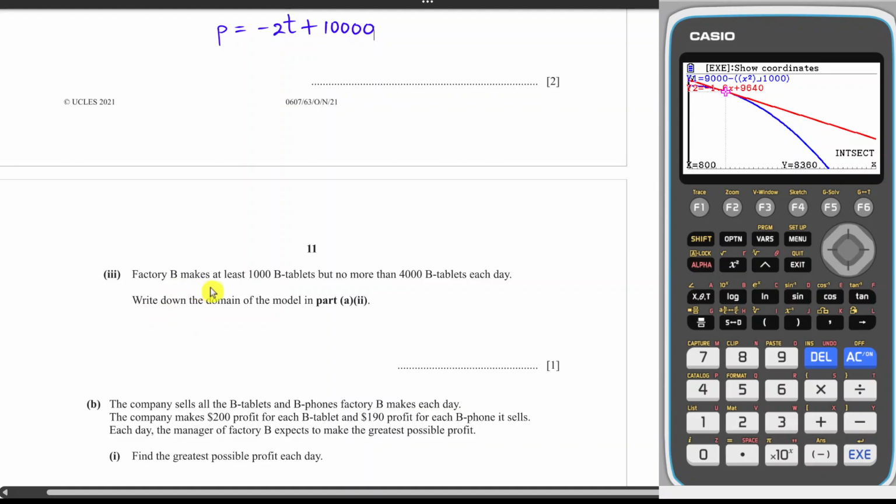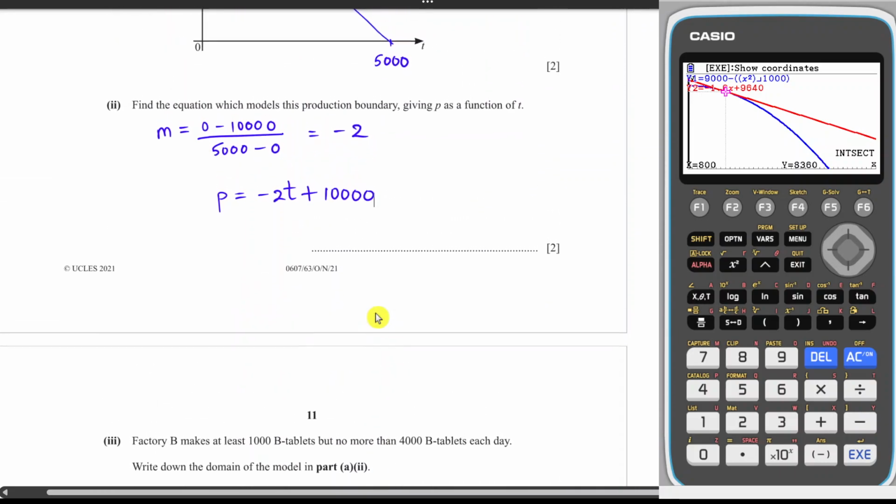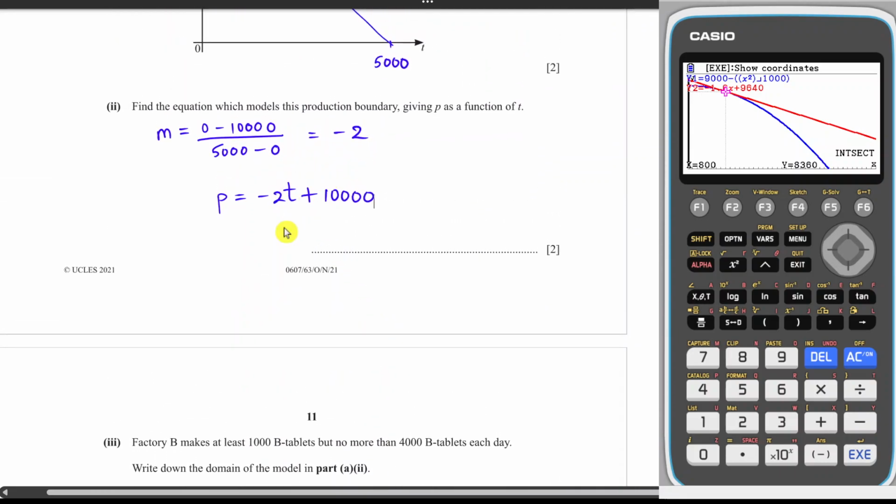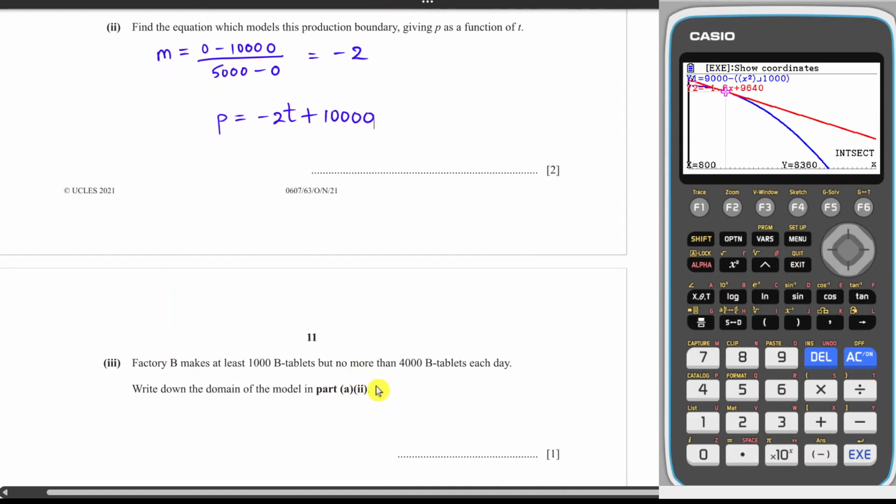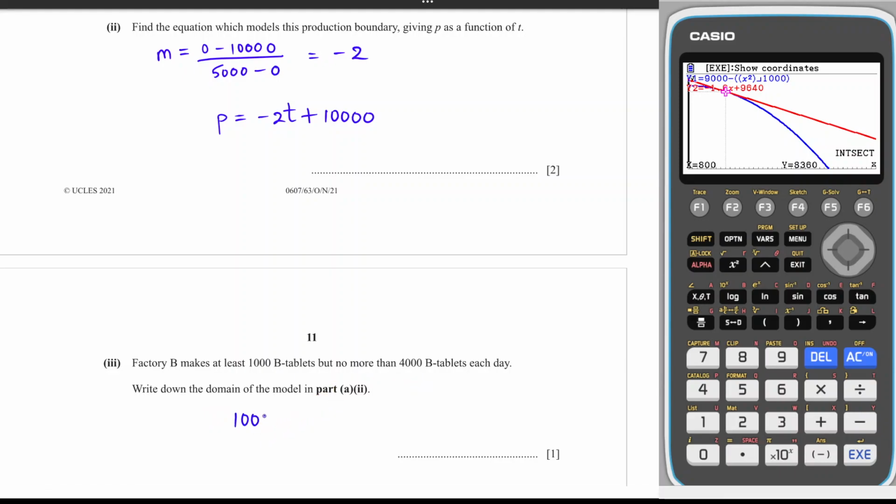Next, factory B makes at least 1000 B tablets, but no more than 4000 B tablets each day. Write down the domain of the model in part 2. The domain means what are the values which T can take. T is the number of tablets, so it is saying that it is between 1000 and 4000. So this is my domain, that is the possible values which T can take.